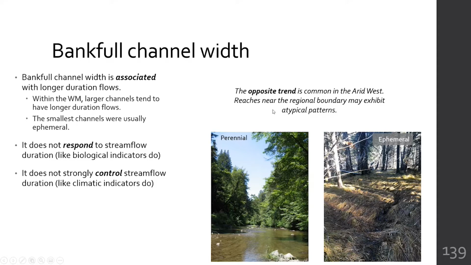Do you want to point out that this pattern changes in the arid west? You typically have very wide ephemeral washes, and you have narrow perennial headwaters in the arid west. So when you're near the boundary, you may need to pay attention to how this indicator is playing out and affecting your classifications.